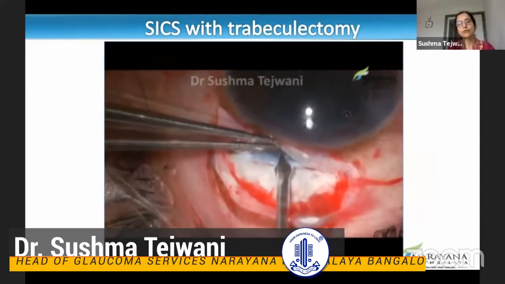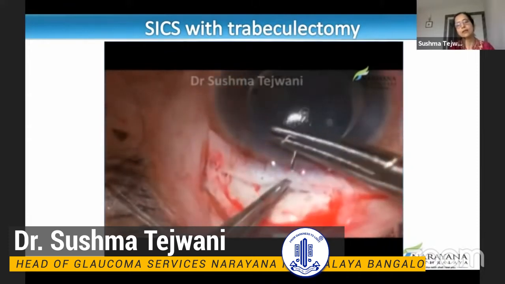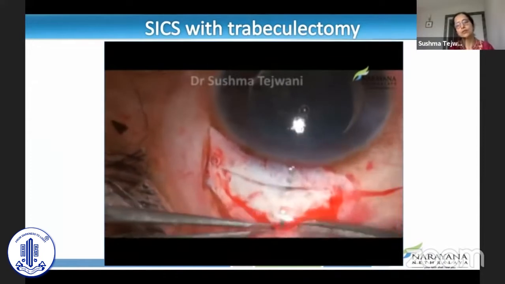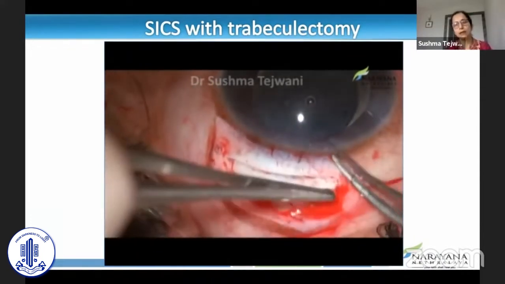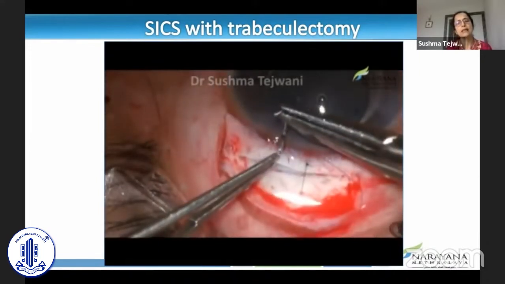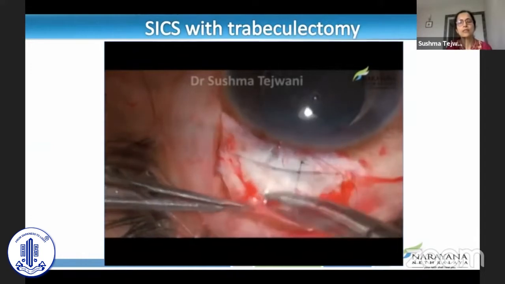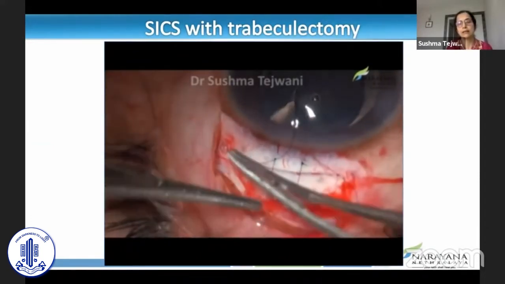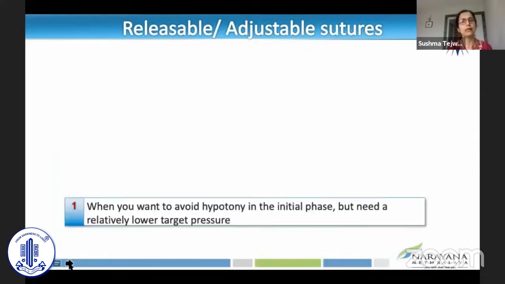So after you finish removing the nucleus and putting the IOL, you can do the trabecular meshwork block excision and PI, and then put a couple of sutures on either side of the trabecular meshwork block excision. And the conjunctival closure is similar to what we saw in a combined surgery. So it's very simple to combine trabeculectomy along with the cataract surgery, whether it is phaco or SICS, whatever you're comfortable with. Now, when do we use releasable sutures?